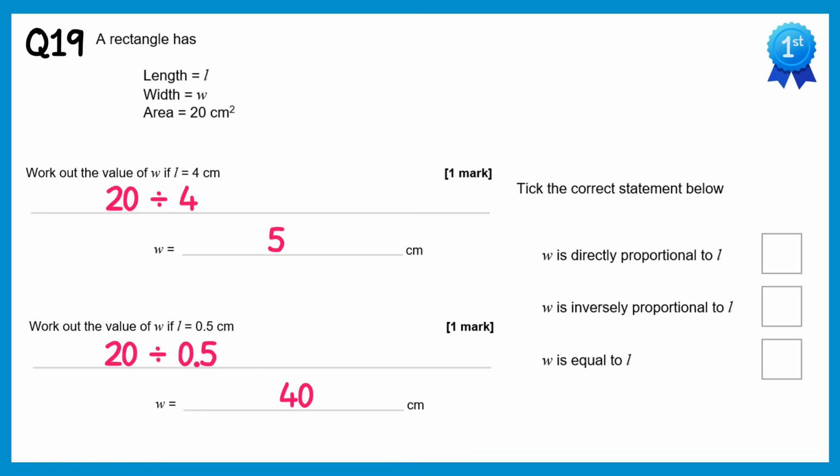For the final part of this question we need to tick the correct statement. Since we were always multiplying the length and the width together to get a constant number of 20, we could say that W is inversely proportional to L.